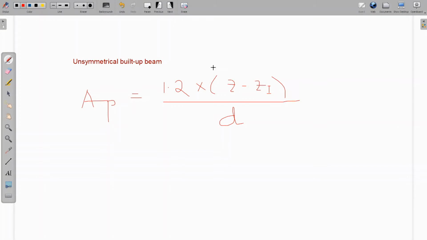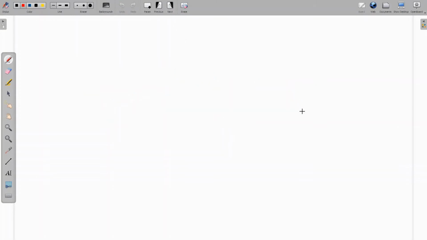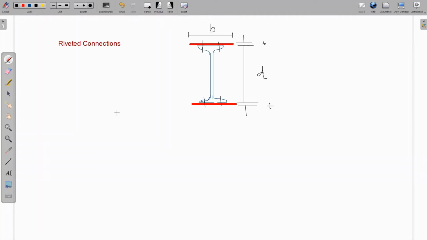Now suppose I want to do riveted connections for the symmetrical case. So how to do that? What should be the pitch and how to do all the calculation? Let us see that part. So this is a symmetrical riveted connection. Let's say the breadth is B, the depth of this I section is D, and the cover plate we are using has thickness T.